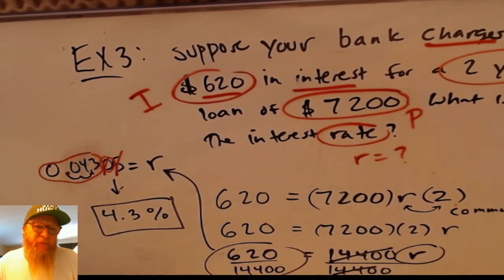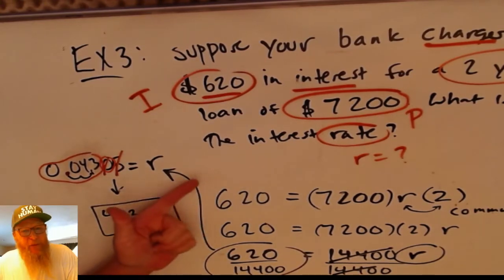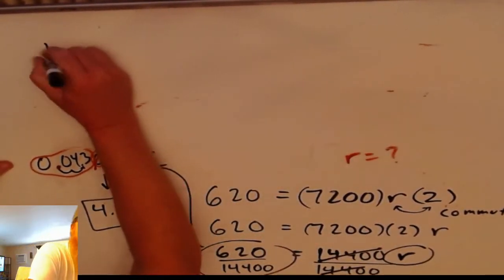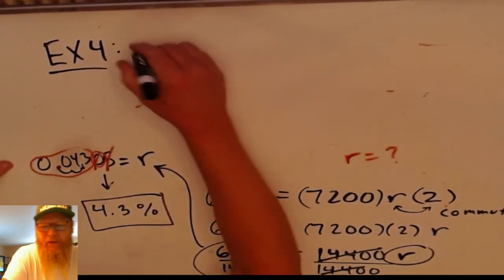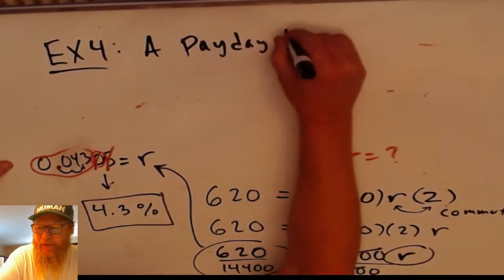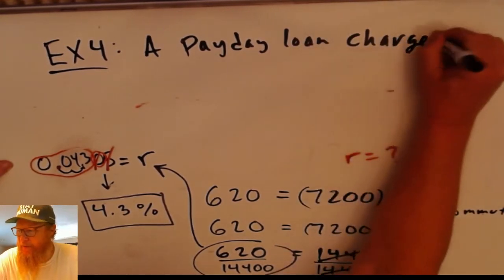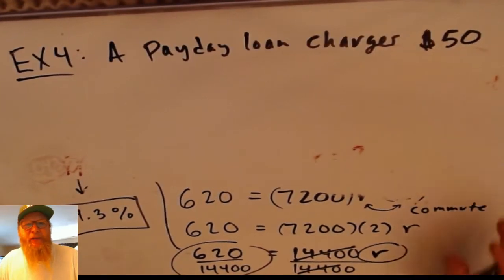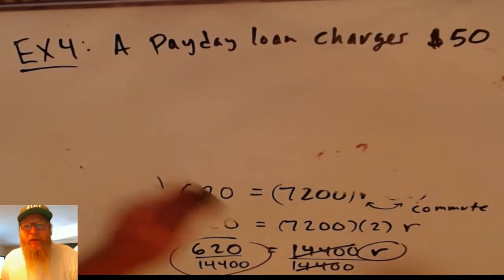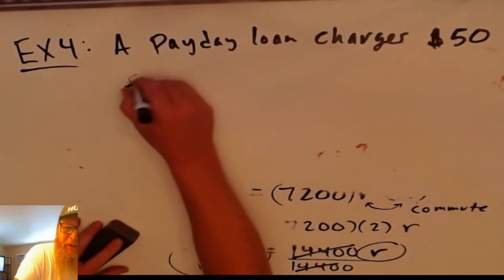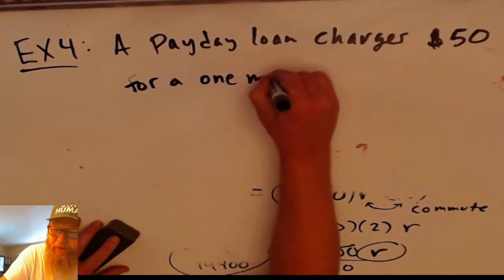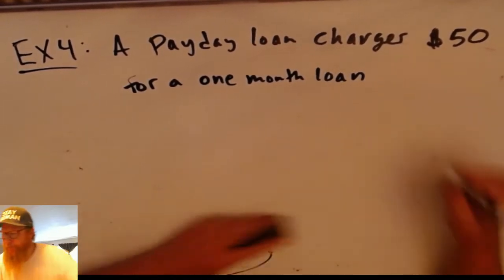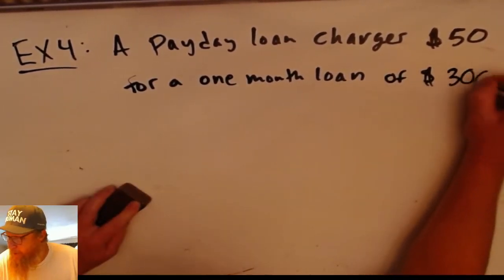Which is pretty good. It's not bad. It's not as bad as some of those emergency loan places. If you go to one of those emergency loan places and borrow money, call this a payday loan, it might seem cheap at first. I've done these when I was young and broke. Payday loan charges $50 for a 1-month loan of $300.